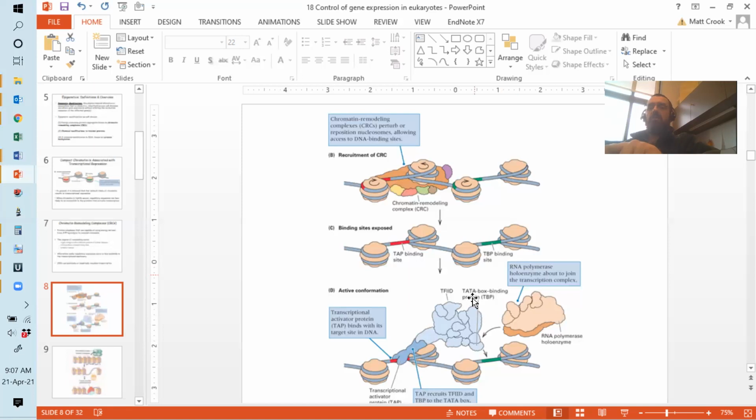So as soon as the RNA polymerase comes in, we're good. But the key is actually being able to recruit RNA polymerase in the first place. That's the real challenging part. And so by freeing up these two sites, now they're available for RNA polymerase to come in and begin the process of transcription.